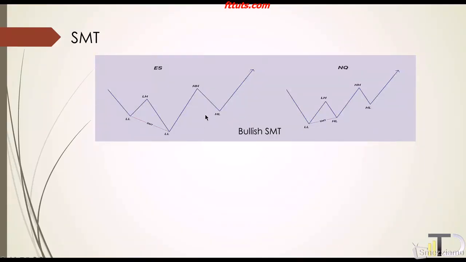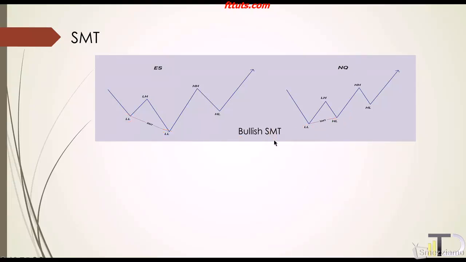Now this is an example of bullish SMT. The left side is ES, the right side is NQ. Now if you look at the ES, it has made a series of lower lows here, right? Whereas at the same time, NQ has made a lower low, but the next one, instead of making a lower low just like ES, it made a higher low. So this is exactly where you see that there's a crack in correlation between these two very, very correlated assets, right? And this is what is SMT. Now in this case, it's a bullish SMT.